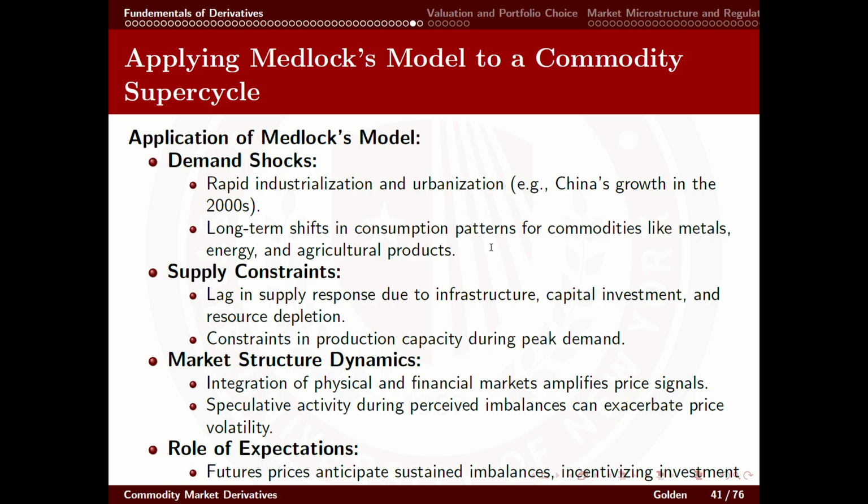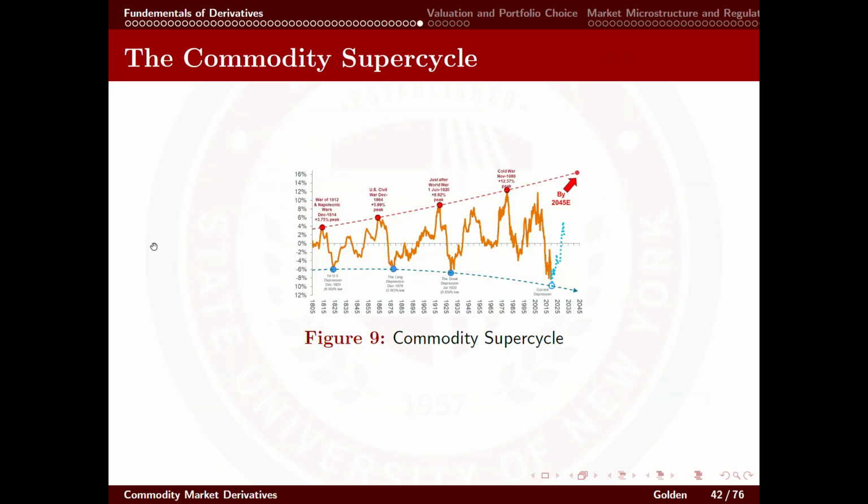There are supply constraints. There's a lag in supply response to infrastructure, capital investment, and resource depletion. And there are constraints in production capacity during peak demand. And there are market structure dynamics where it's difficult for supply to directly respond to increases in demand. And so over time, you have an overinvestment and an underinvestment, and this leads to long cycles where future prices anticipate sustained imbalances in a commodity supercycle, which incentivize investment, which leads prices to fall.